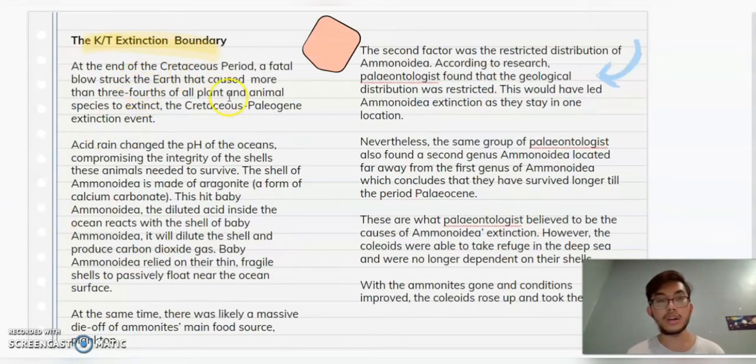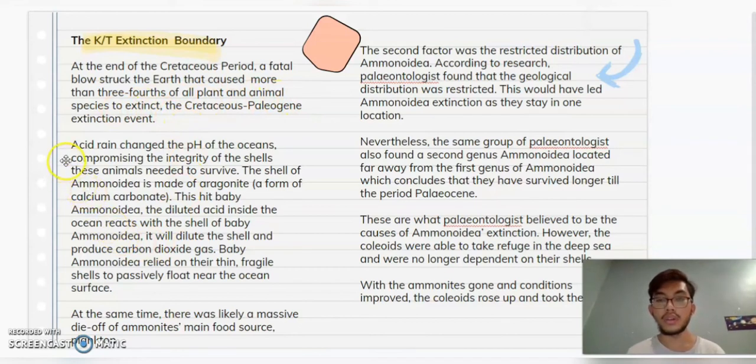Now, the last part of our discussion is the KT extinction boundary, on why the Ammonoidea died first while the Coleoidea existed longer than them. At the end of the Cretaceous period, a fatal blow struck Earth and caused more than three-fourths of all plant and animal species to go extinct.